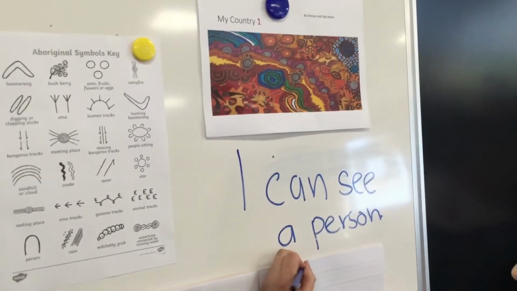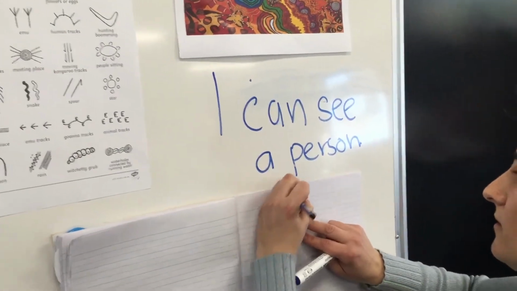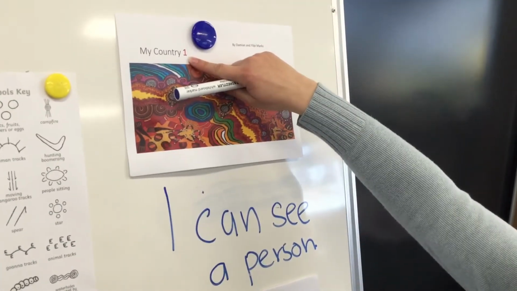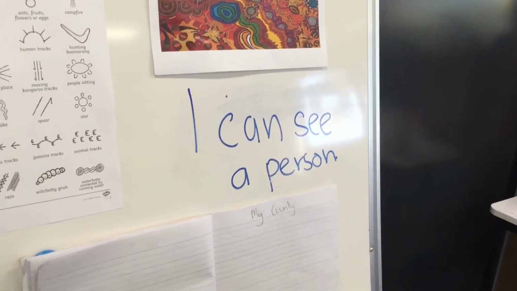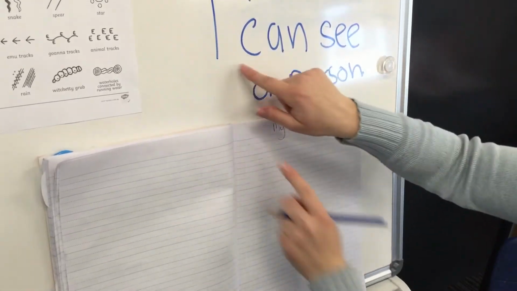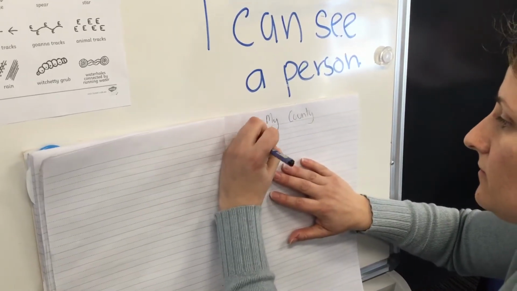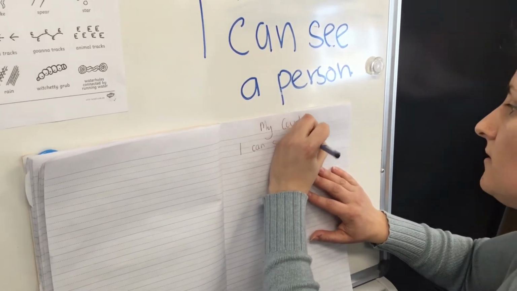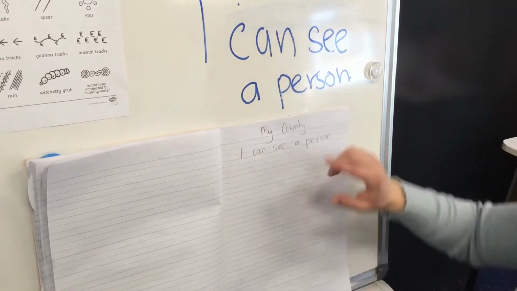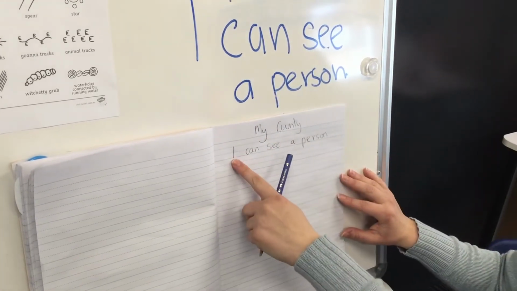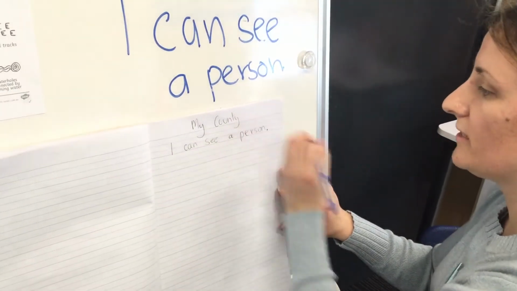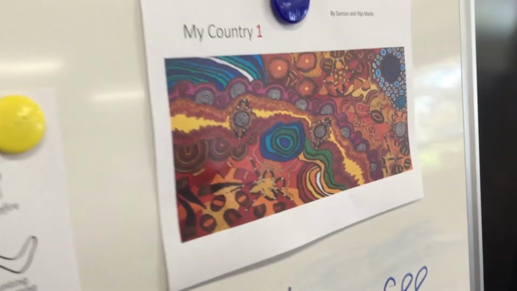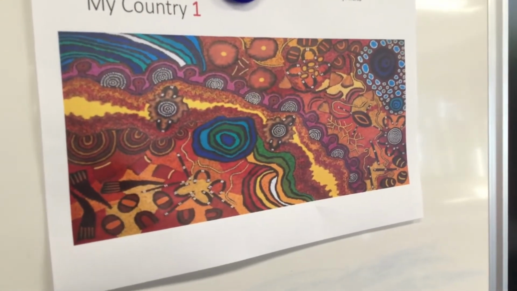Here I'm going to write at the top, My Country. This is the name of the artwork that we're looking at. And now I'm going to write, I can see. I've got as my first sentence, I can see a person. I've remembered that's a capital at the start and a full stop at the end of my sentence. I'd like you to find 3 things, if you can, in this picture using our Aboriginal symbols.